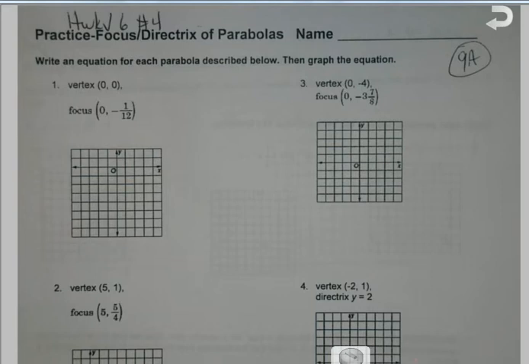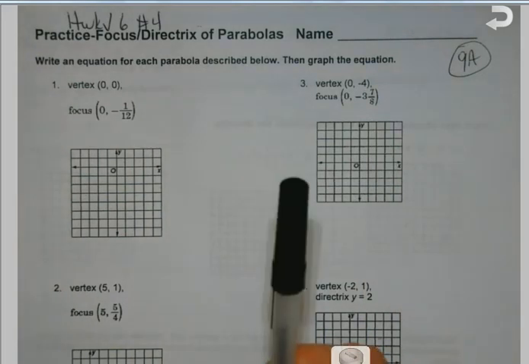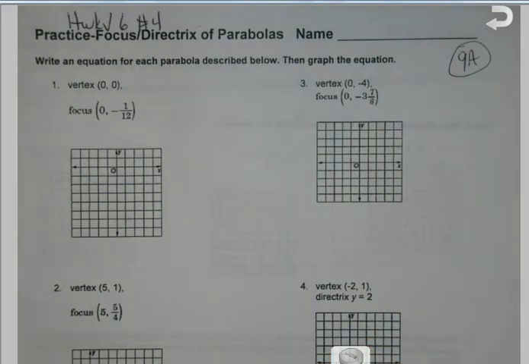Now, there's some different pieces that they give us in each of the questions. Notice on the first 3 they give us the focus, the 4th one they give us the directrix. So let's do one of the focus ones, and shoot, let's do one of the nasty ones. Let's do number 3 here.